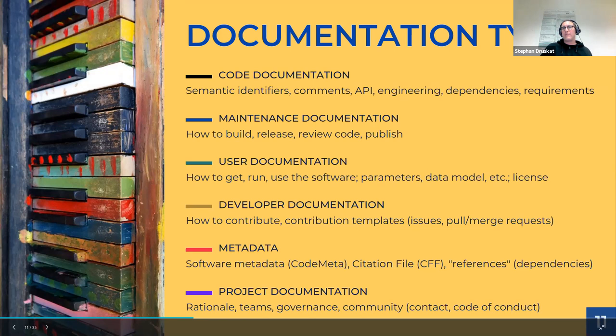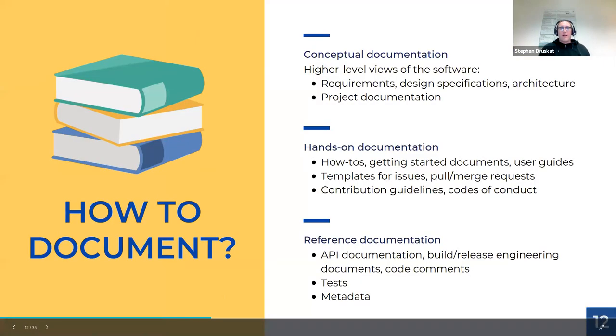And finally, the probably most high-level documentation is project documentation, which gives you the rationale for implementing the software, an overview of who's worked on the software, a governance document or structure, and community documents such as the code of conduct and contact details. Now, as for how to document, I just want to mention that there are many different options, and generally how you document will again depend on who you document for and your motivation for doing so. So I just want to briefly mention three different genres of documentation you may want to look into.